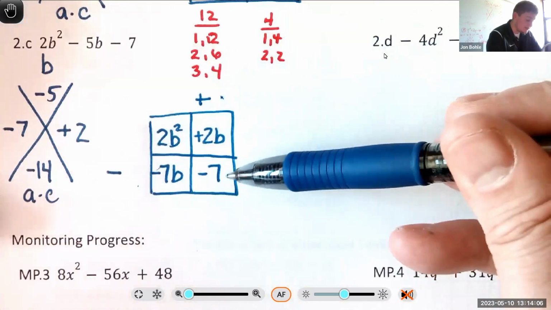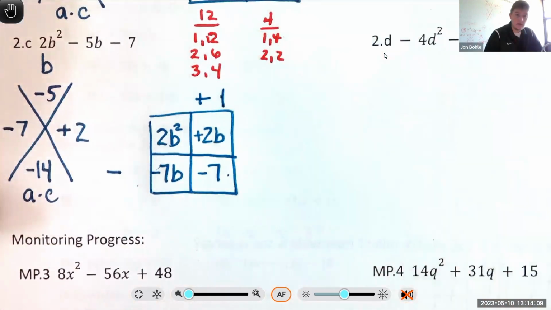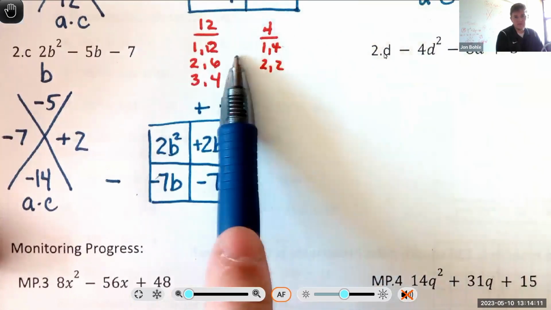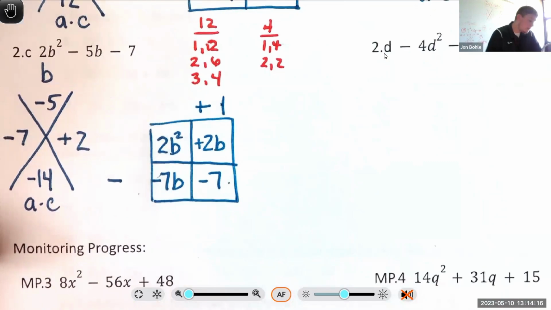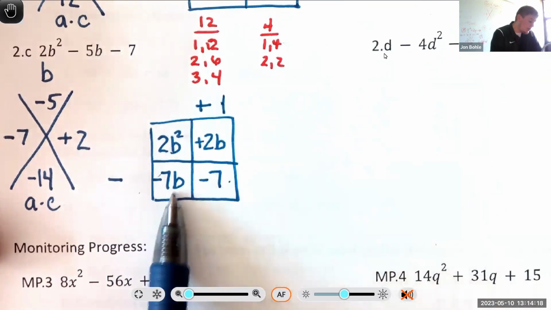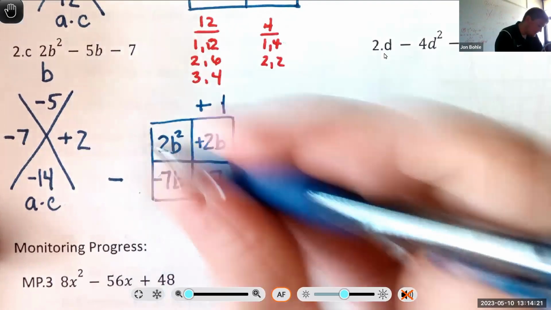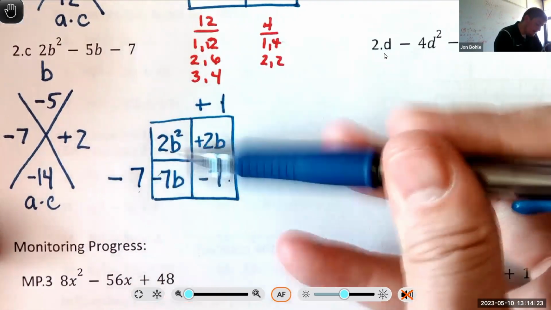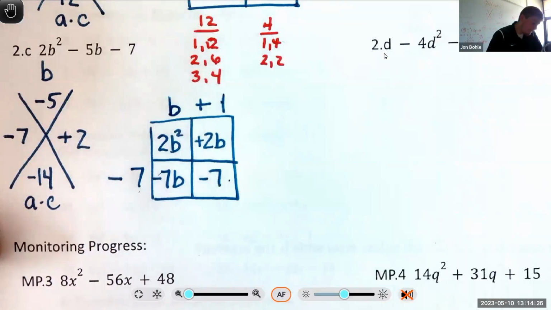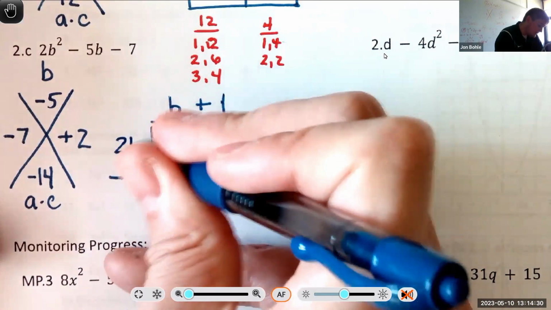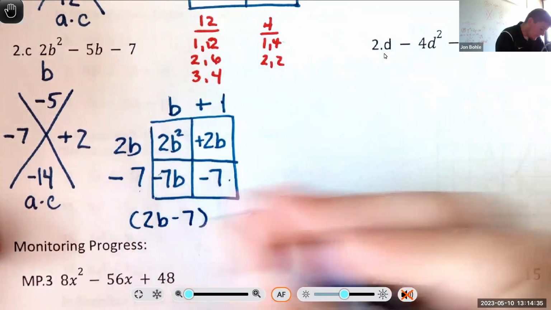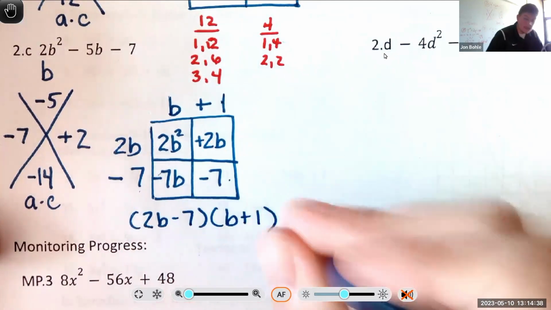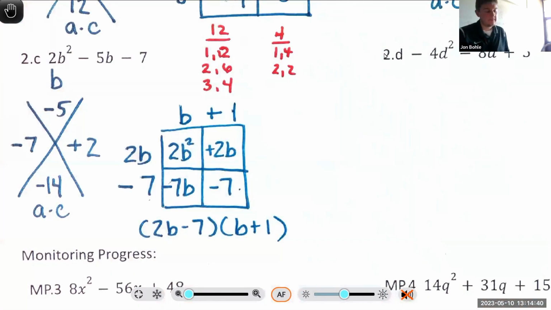The largest number that divides out of 7 and 2 is 1. And again, if you don't know that, if you were to set up lists of the factors like this, you would just look for the largest number in each list. Greatest common factor between 7b and 7 would be 7. 7b and 2b squared would be 1b. 2b squared and 2b would be 2b. So this is going to factor into 2b minus 7 times b plus 1. And again, checking your work is very easy.